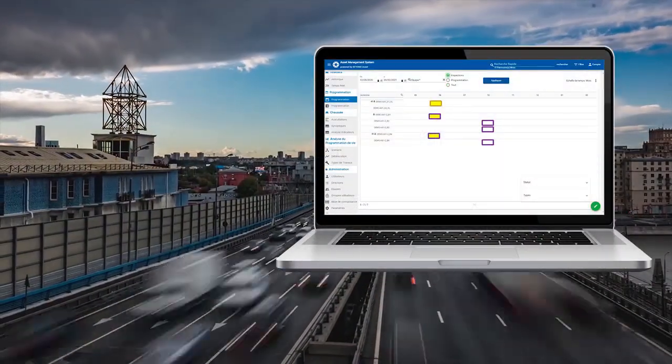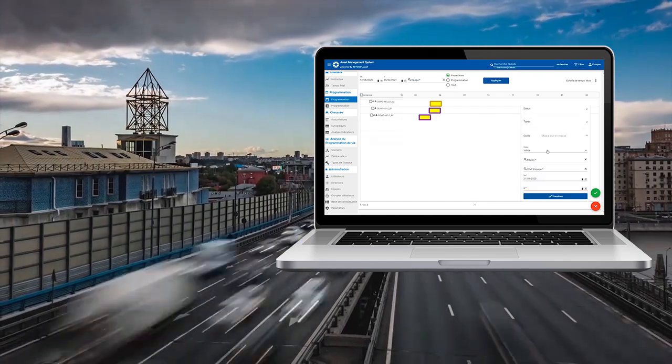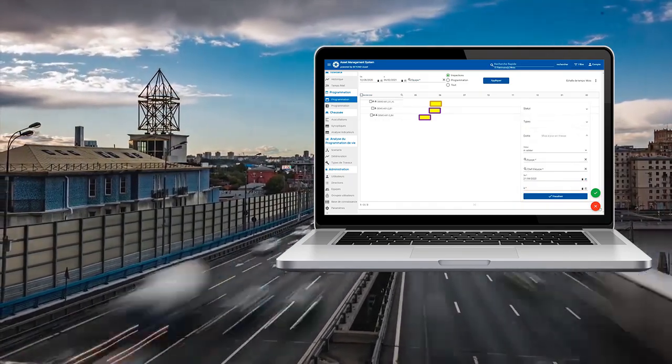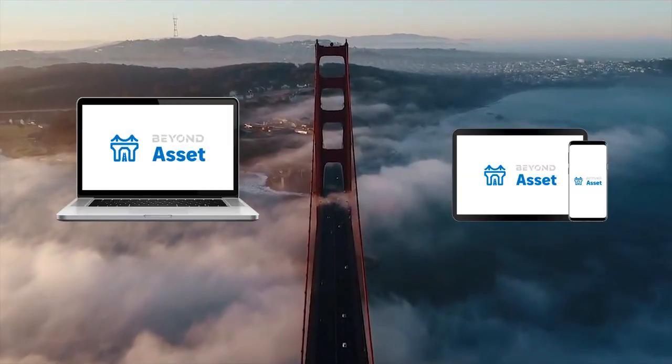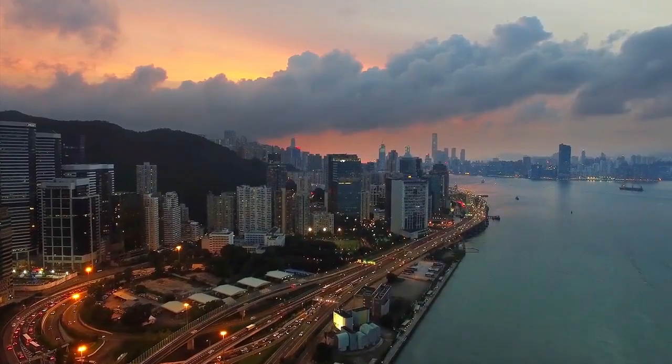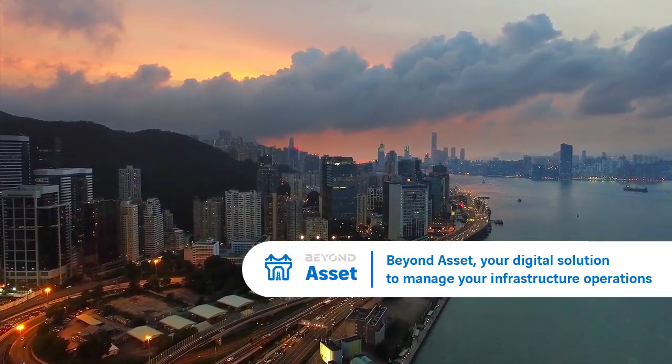The maintenance feature manages and plans multi-year interventions, with associated budgets, thanks to a decision matrix or life cycle cost analysis. On a smartphone, tablet or desktop, Beyond Asset is the asset management solution that allows you to know and monitor your infrastructures over time, to optimize their operations.